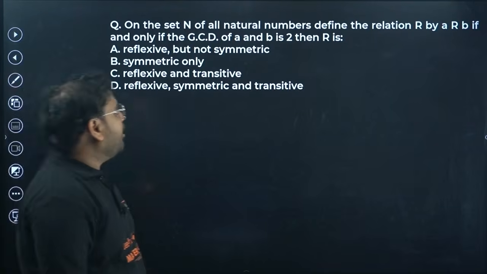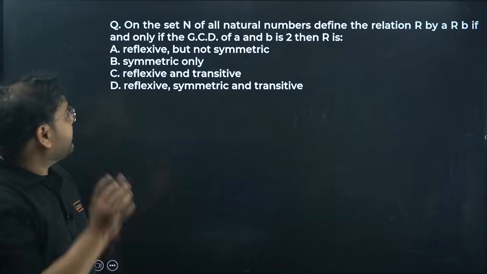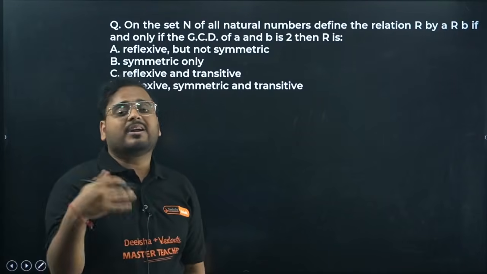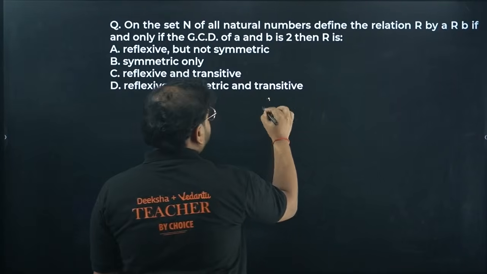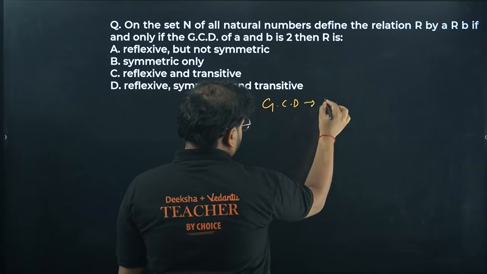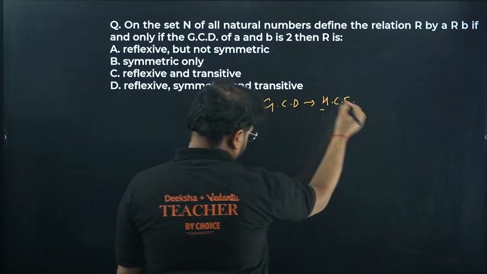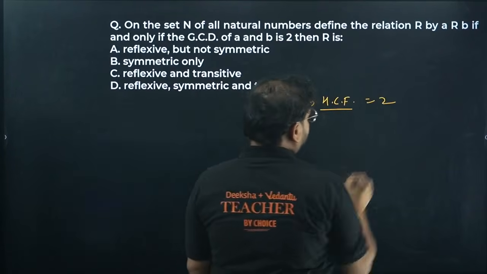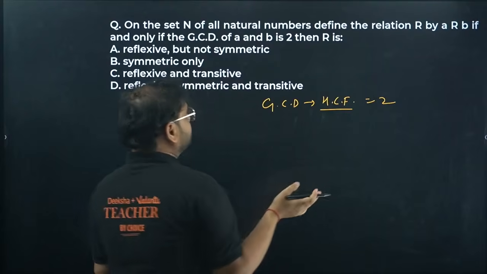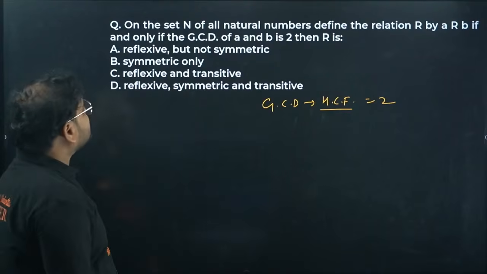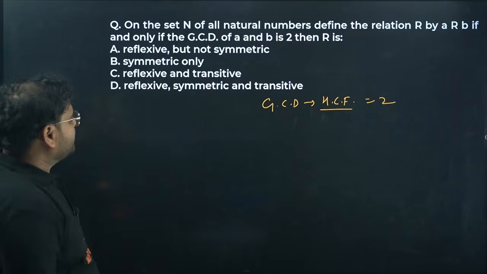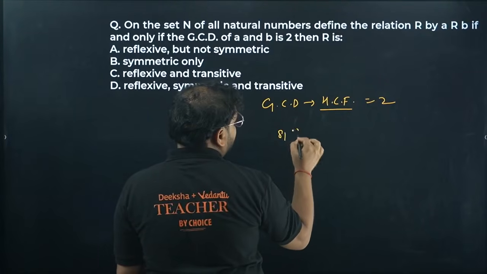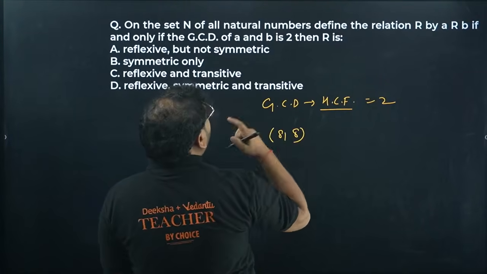On the set N of all natural numbers, define the relation R by aRb if and only if GCD, greatest common divisor, GCD is the same as HCF. Okay, all right, it is 2, so the HCF should be 2. For any ordered pair, it should be 2. So is it true? Reflexive, is it possible? No, not necessarily, because if you have, let's say, I have a number 8, 8, because it's defined on real numbers, right?